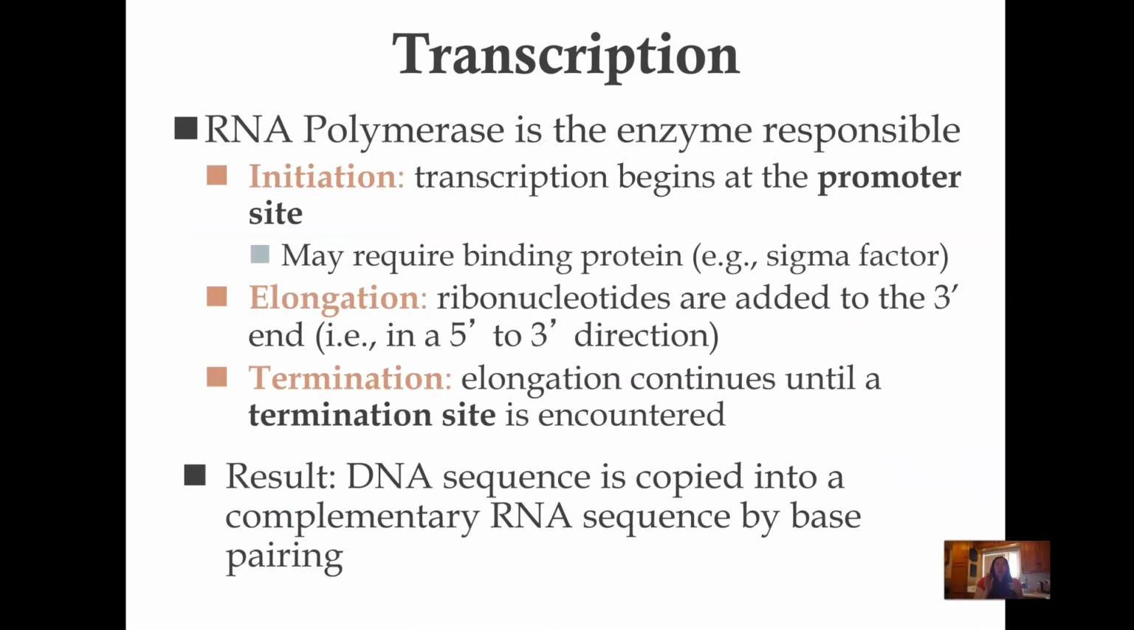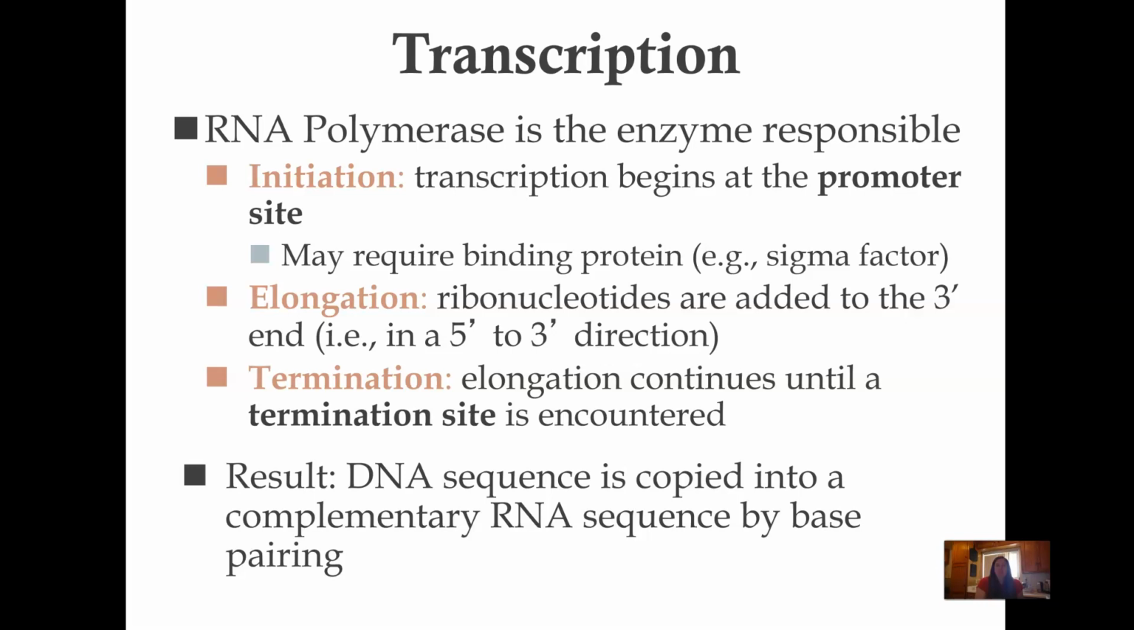Again, we're going to talk about the three stages of transcription: initiation, elongation, termination. RNA polymerase is the enzyme responsible. It typically requires a binding factor called a sigma factor to help it find the promoter region. Initiation begins when the RNA polymerase and the sigma factor come together at the promoter site. Synthesis happens in the same fashion as DNA replication, in a 5' to 3' direction, with nucleotides always added to the 3' end.